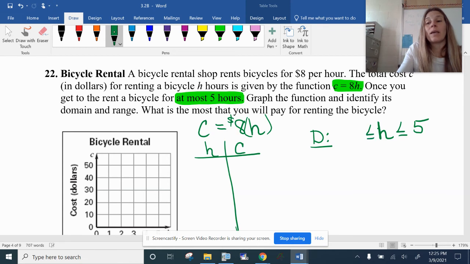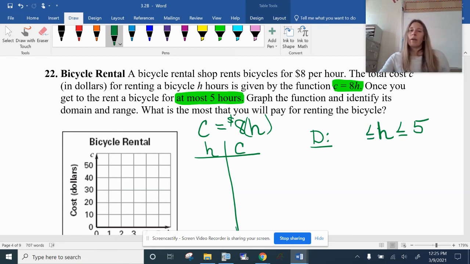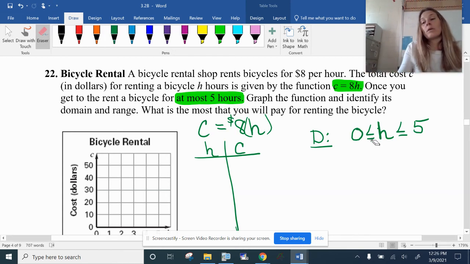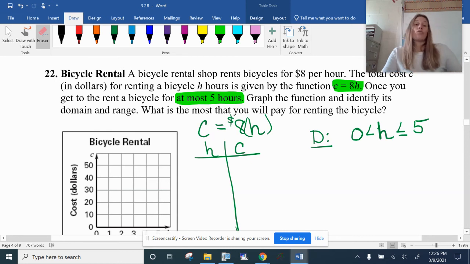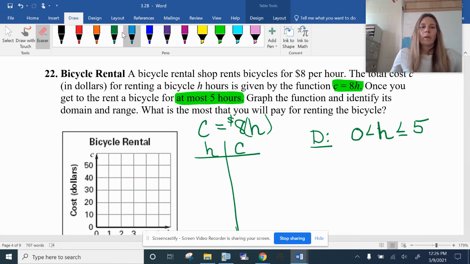But it can't just be anything less than 5. Like, can you rent something for negative hours? No. So then your lower number here would be 0. And again, you're not going to rent it for 0 hours. So I would just make this an H is greater than, but you're still going to plot it at that point and everything. We're not going to get too much into the exact details there for now.